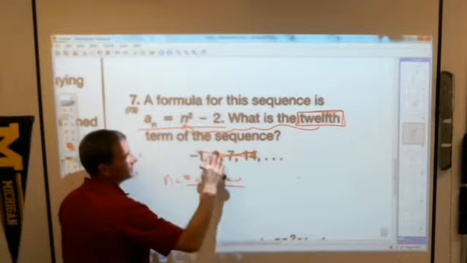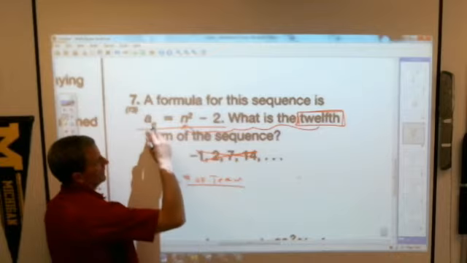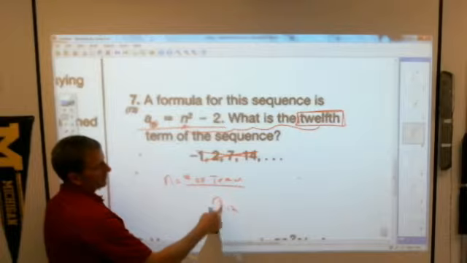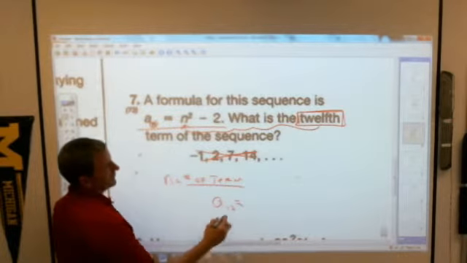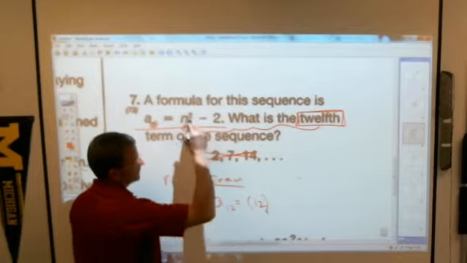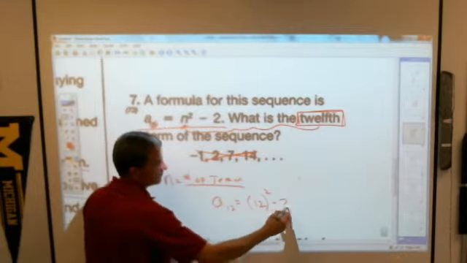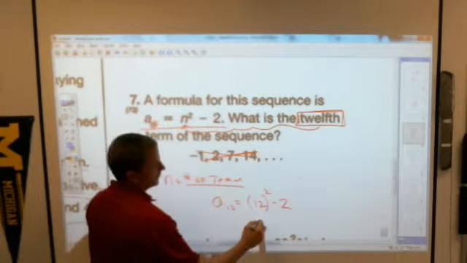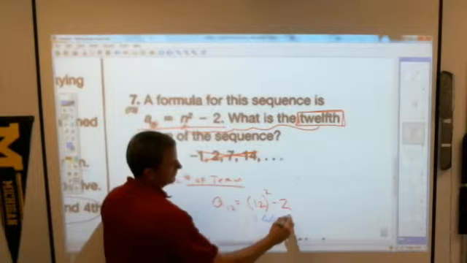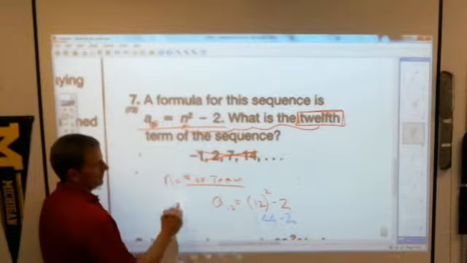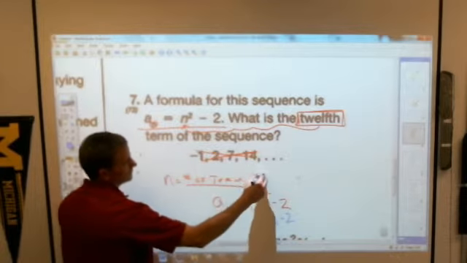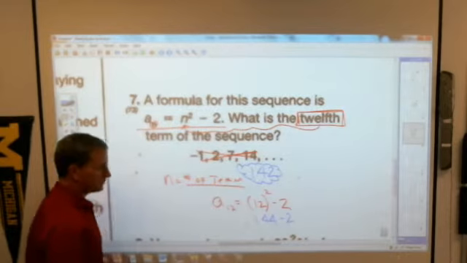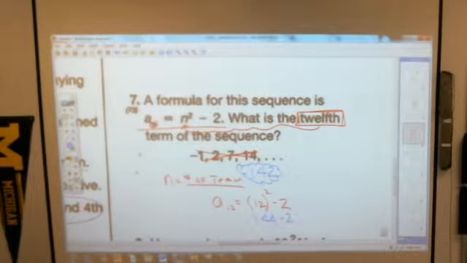This part is all immaterial. Now you can put the letter n here, but it doesn't matter. You just read this as the 12th term. The value of the 12th term is 12, because that's what n is, squared minus 2. 12 squared is 144. And you subtract 2 from 144, you get 142. Everybody good with that?